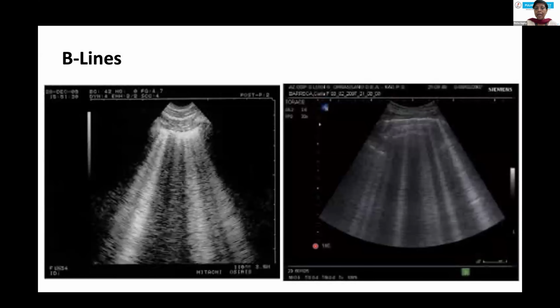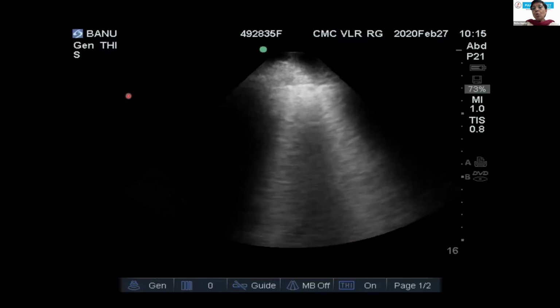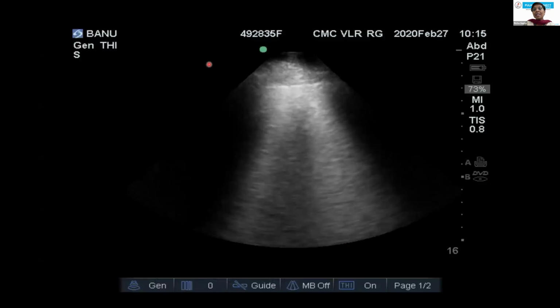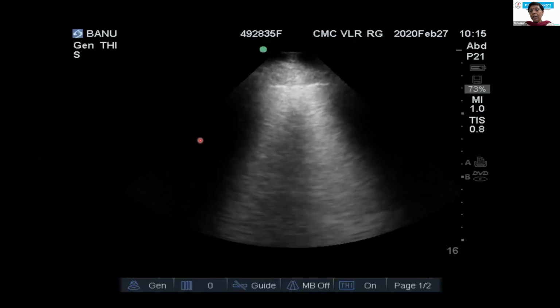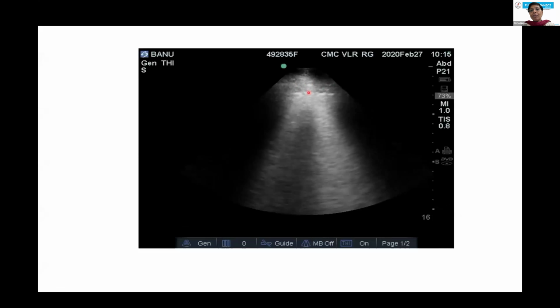Just remember these A lines and B lines. As I told you earlier, there is no particular shadow or particular design, I would say, of a lung. This is how a normal lung would look like. This is all just air artifacts. The pleural line is very, very important for us to identify. Why I'm showing you a normal lung is, unless you know the normal, you won't be able to identify the abnormal one.